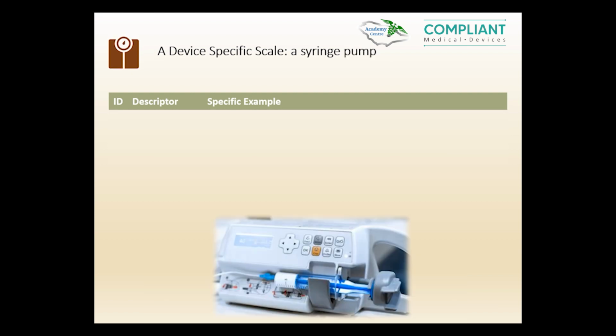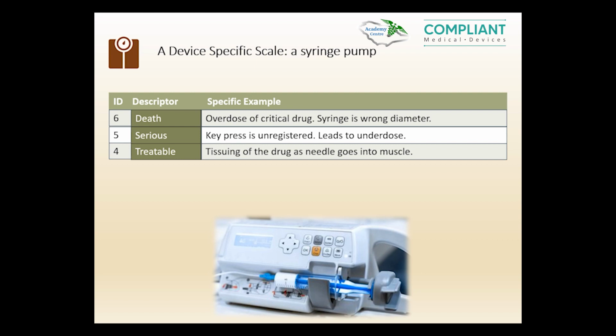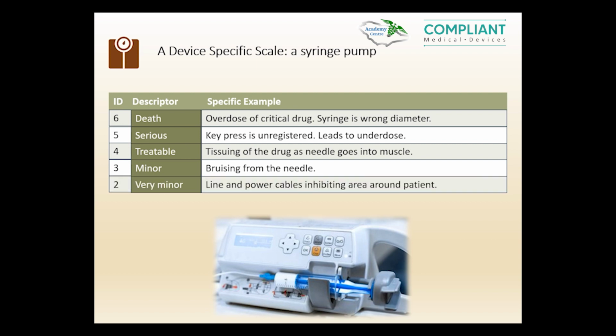A syringe pump has very different harms. If the healthcare professional uses a syringe of the wrong diameter with a critical drug, then the worst case scenario could be the result. Pressing keys rapidly and failing to register a key press could lead to an underdose, with the patient not being effectively treated. The needle could miss a vein, which then results in tissuing of the drug when the device is switched on. The patient could be bruised from the needle. Line and power cables could inhabit the area around the patient. And for negligible harm, we could have a delay as the healthcare professional programs the device itself.